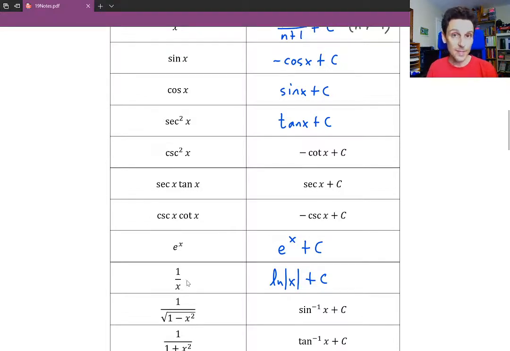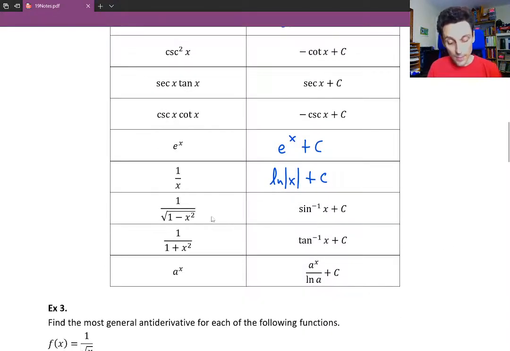So when we're trying to find the most general antiderivative of 1 over x, we're going to write ln absolute value of x. A couple other ones. The antiderivative for 1 over the square root of 1 minus x squared is going to be inverse sine x plus c. And then 1 over 1 plus x squared will be inverse tangent x plus c. Then a to the x, the antiderivative of that will be a to the x over ln a plus c.